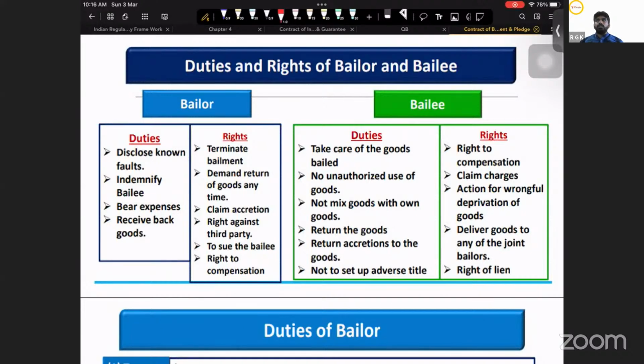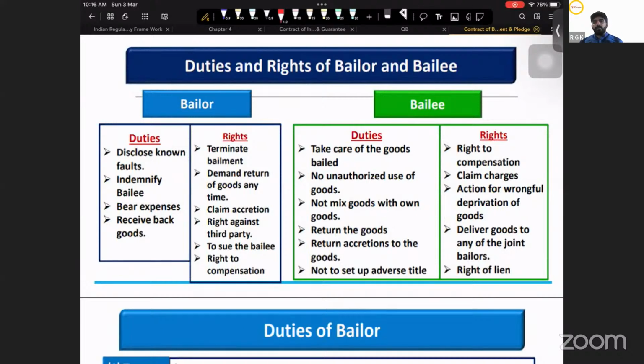However, in case of non-gratuitous bailment, it becomes the duty of the bailer to deliver the goods in fit condition. That means whether he knows about the faults or whether he is not aware about the faults, in either case, he will be held liable for the faults in the goods.